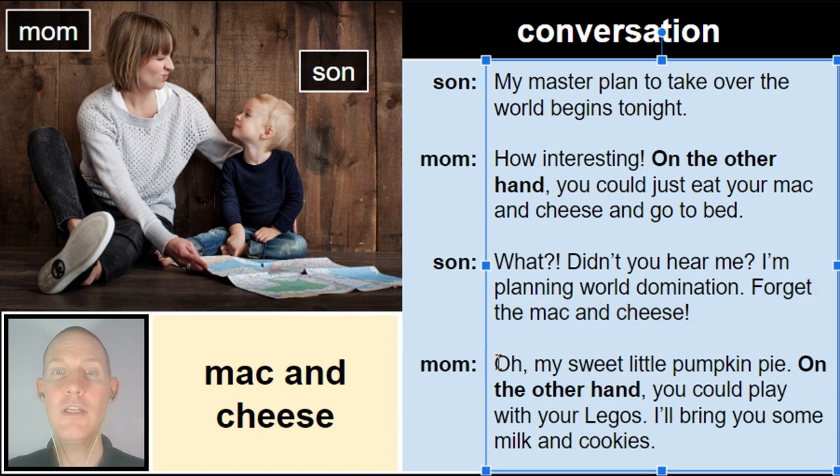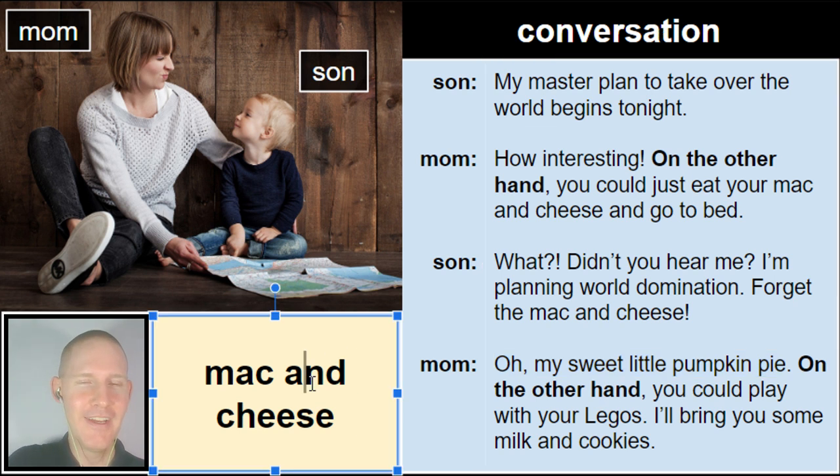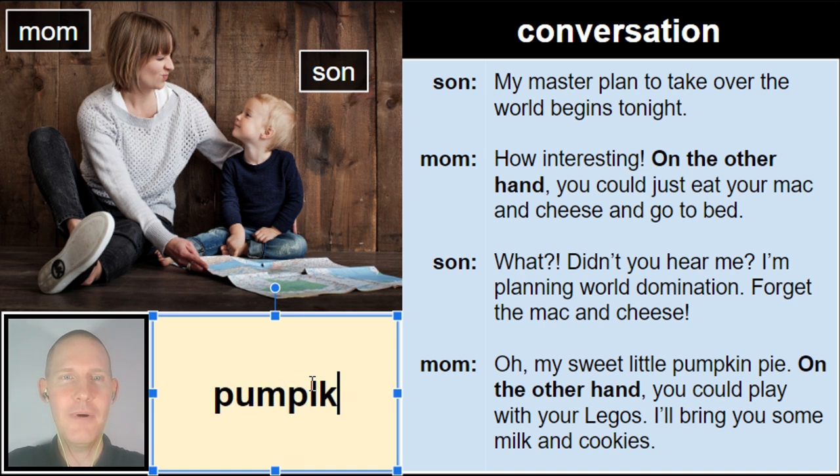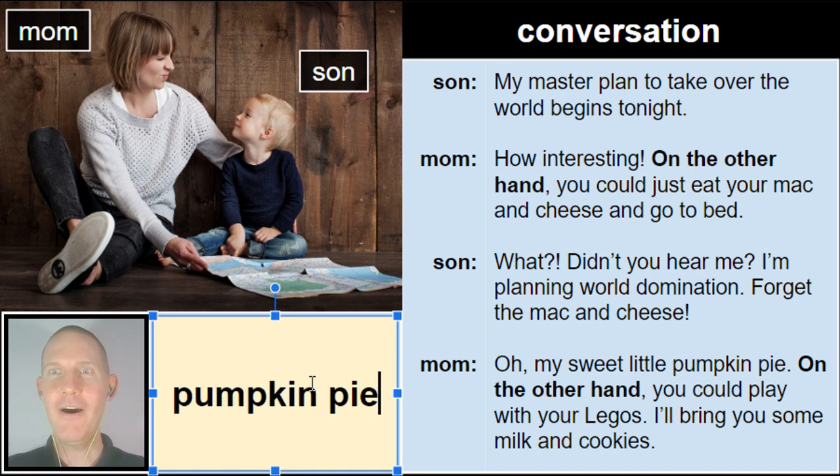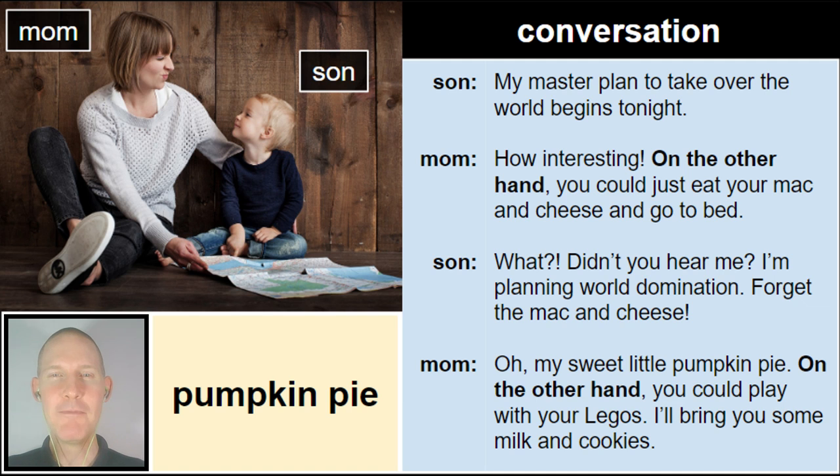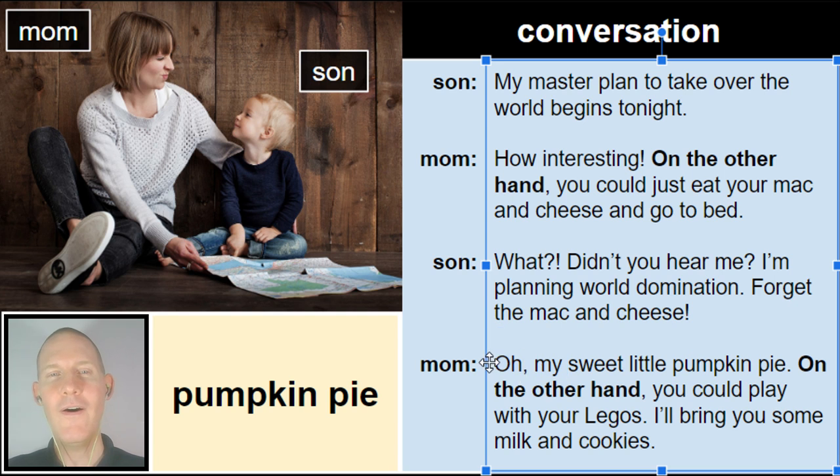The mom continues the conversation, and she says, oh, my sweet little pumpkin pie. So let's talk about pumpkin pie. Oh, my, conversations have so many different aspects. Okay, so we've been talking about world domination. Now we should talk about pumpkin pie. And the mom here, first we should talk about how she's using it. She's like, oh, my sweet little pumpkin pie. Oh, my honey baby, my loving little son, oh my dear.